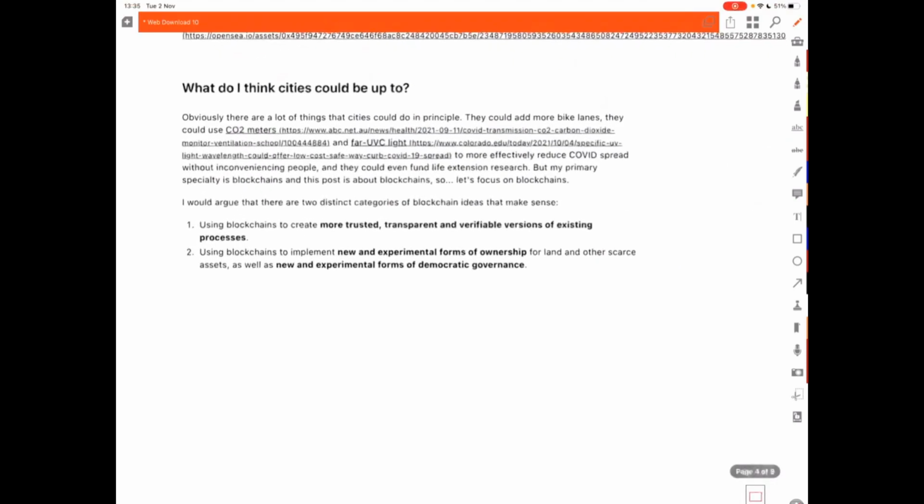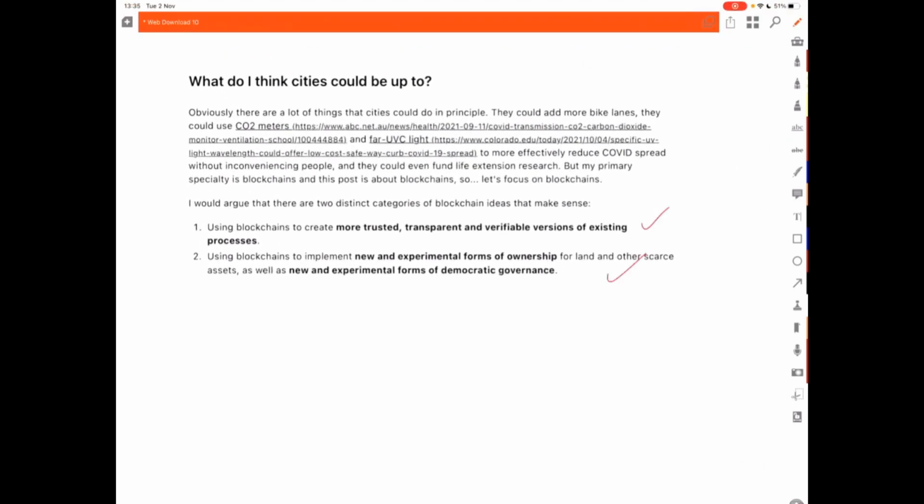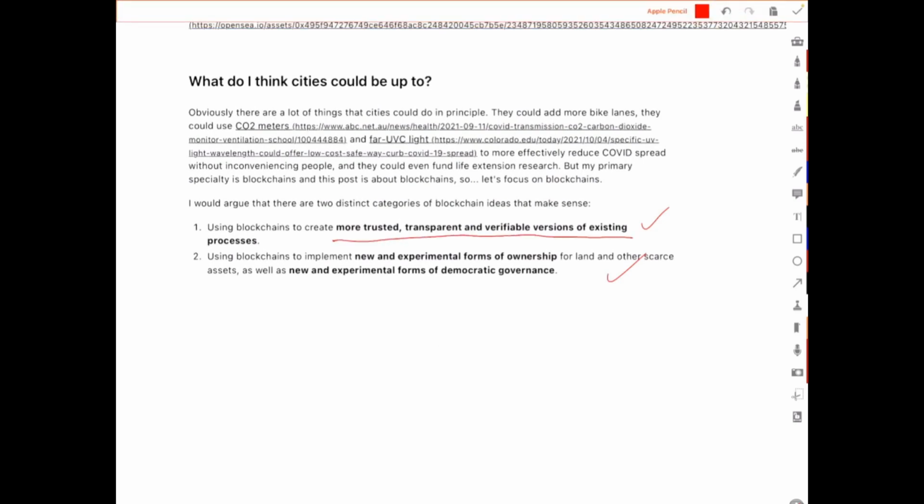So what do I think these cities could do? He's saying the two distinct categories that make blockchains make sense: more trusted, transparent, verifiable versions of existing processes. All of our tools on influence, you would have a complete, transparent and obvious chain of decision making.